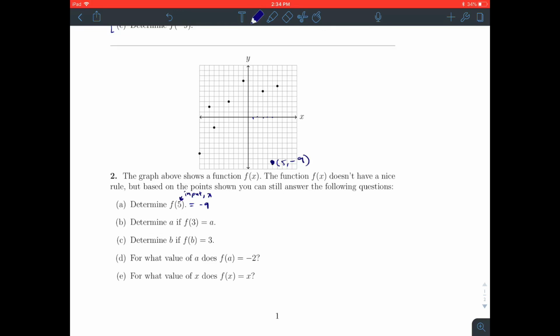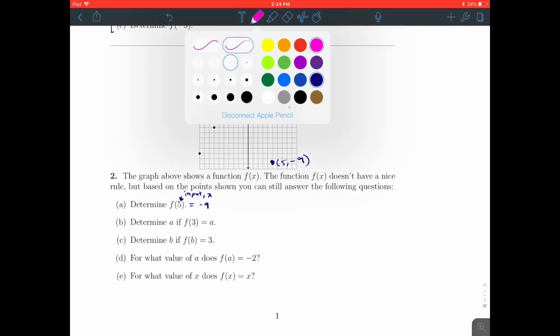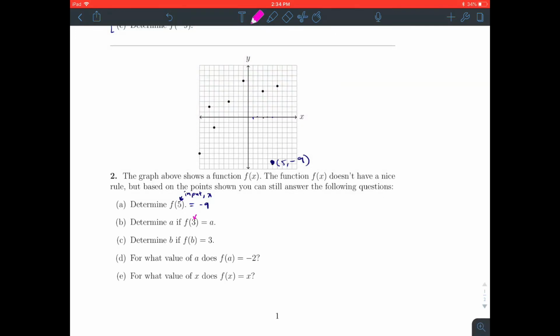Determine A if f of 3 equals A. So I'm going to change colors so it's clear to see. 3 is inside the parentheses, so that must mean that 3 is the x value, the input, and A is the corresponding y value, the output. So you go to 3 on the x-axis, and the coordinates of that point are (3, 5). So it must be that the output value, A, equals 5.